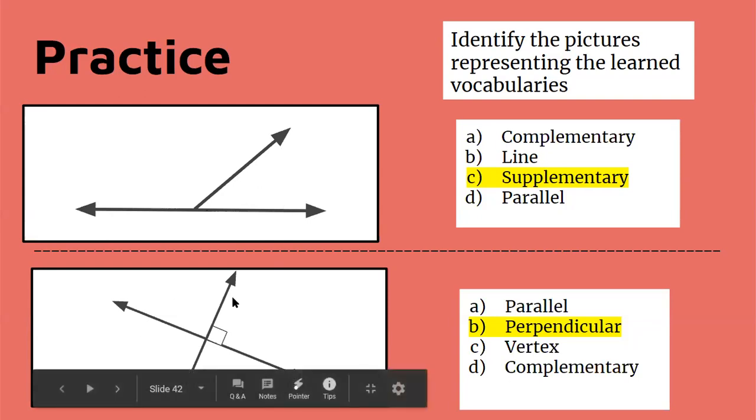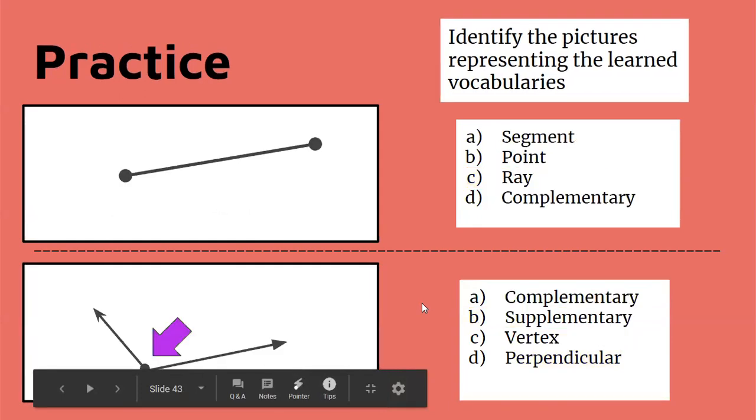And then for this one, we got two lines intersecting each other, and they create this square thing in the angles. This is showing that this intersection is a 90-degree intersection. So we got perpendicular, B.